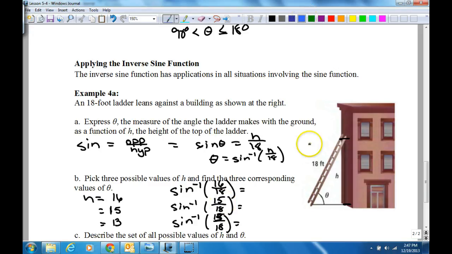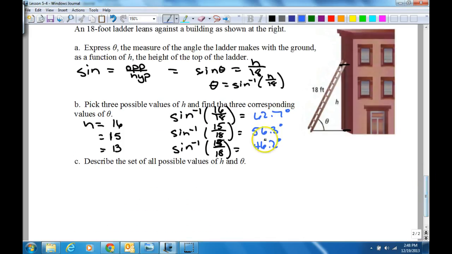Your calculator's not working? Okay, I'll look at it. Yep, 62.7 is the first one. If it's in radians, it won't work. Yep, I have 0.3. That's close. What did you get for the last one? Good, 46.2. All right. So those are our 3 corresponding degrees.